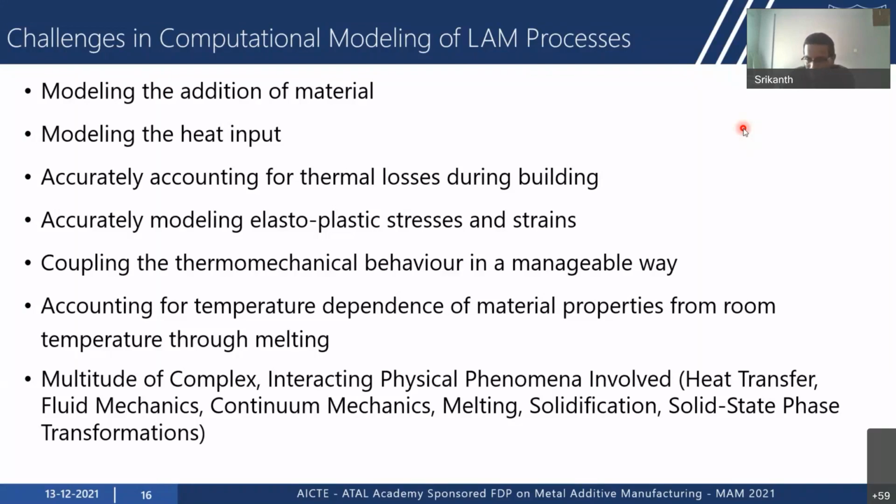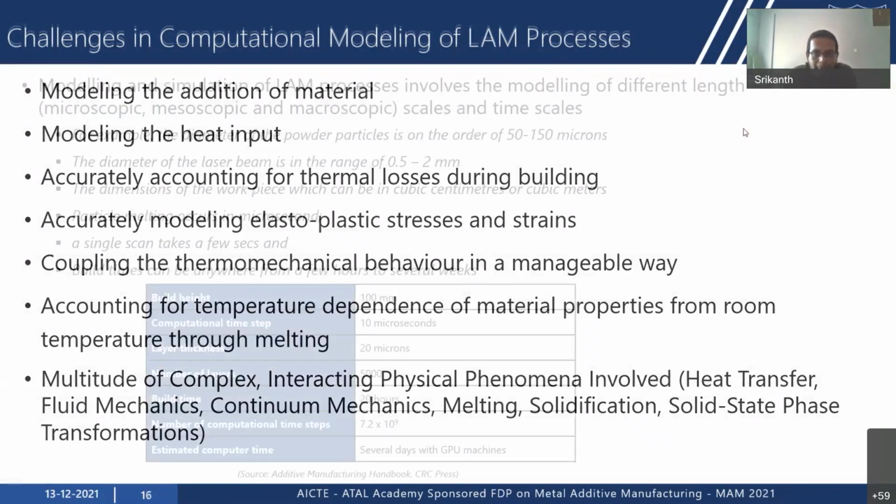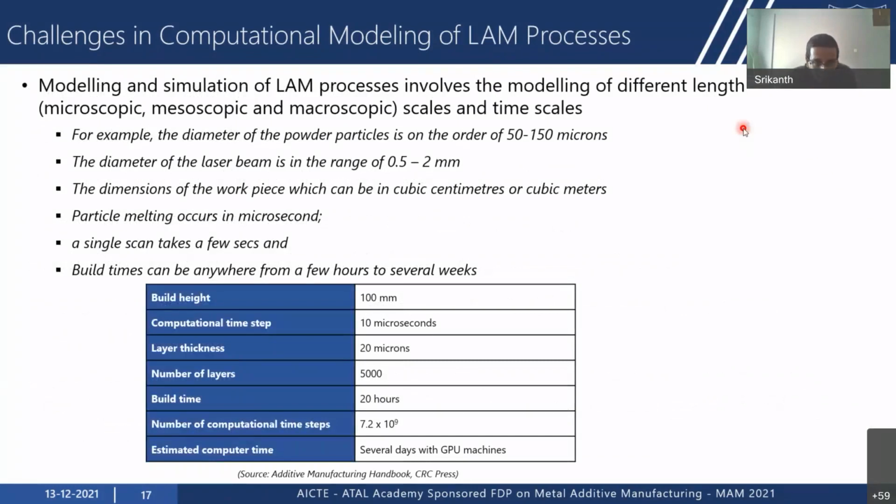As I mentioned, all of these before: heat transfer, fluid mechanics, melting, solidification. Now, how much of the physical phenomena we are trying to capture in the computational models will determine the complexity of the model. The more physical phenomena we are trying to capture, that increases the complexity of the computational model. Now, I'm just going to give an example here. This example is basically about the length and time scales that I had briefly alluded to in one of my earlier slides. As I said, modeling and simulation of LAM process involves different length and time scales.